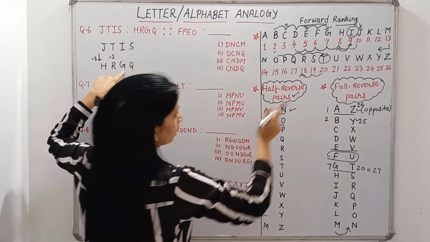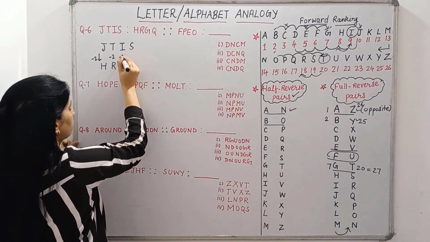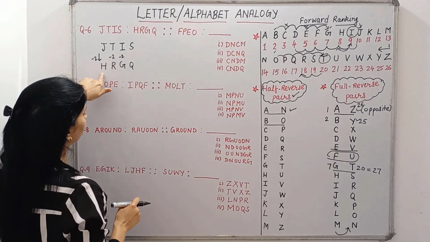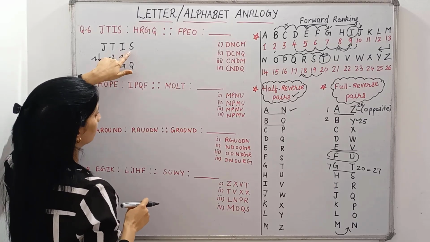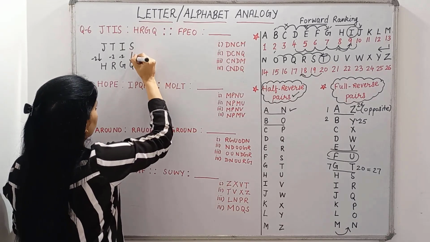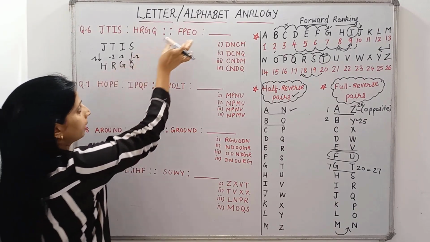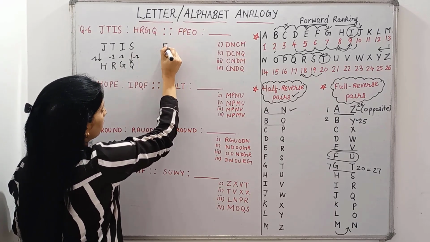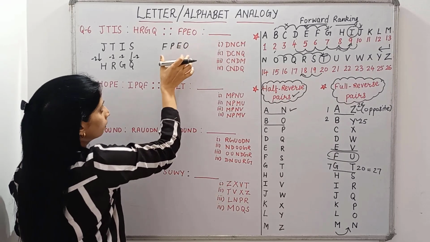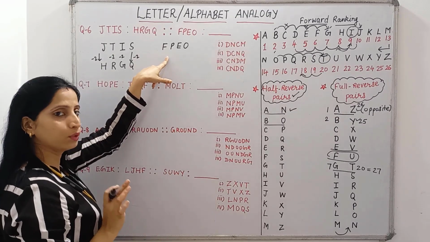From I to G, see 1 and 2, -2. This means by moving in backward direction by 2 places, we are getting all these letters. Now S and Q, 1 and 2. Again the same, -2. So similarly, this same relationship we will apply in this term F, P, E, O. This means in each letter of this term, we will move in backward direction by 2 places.